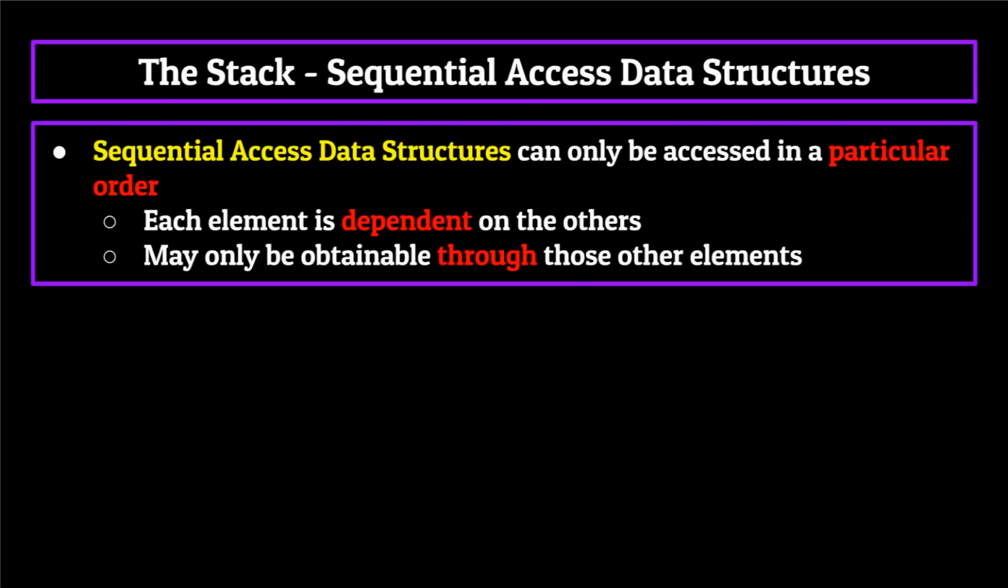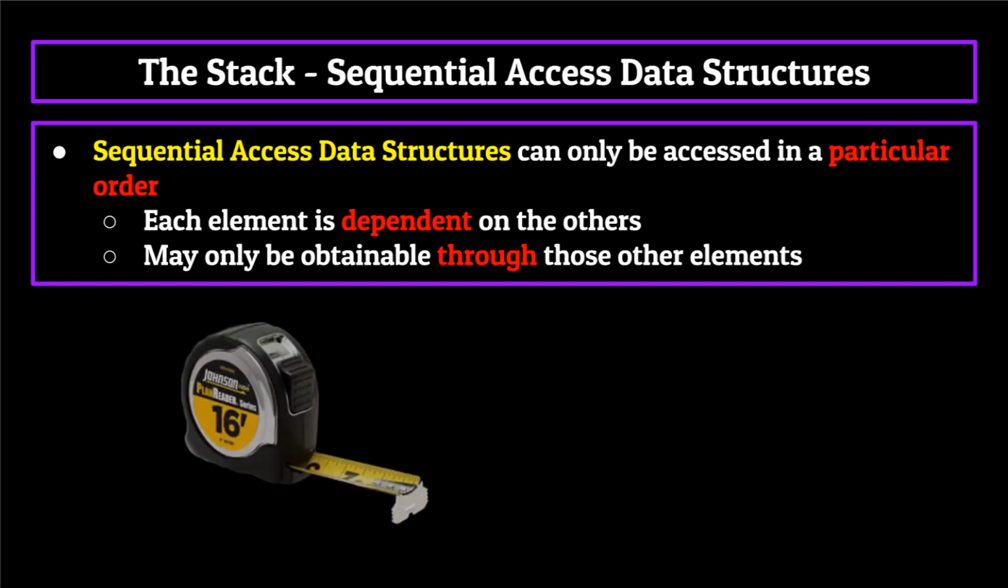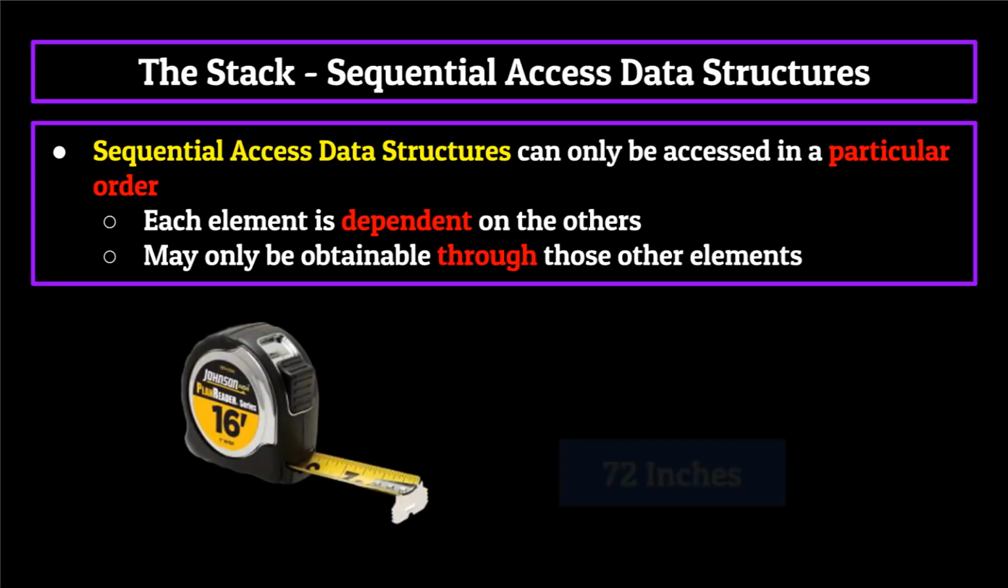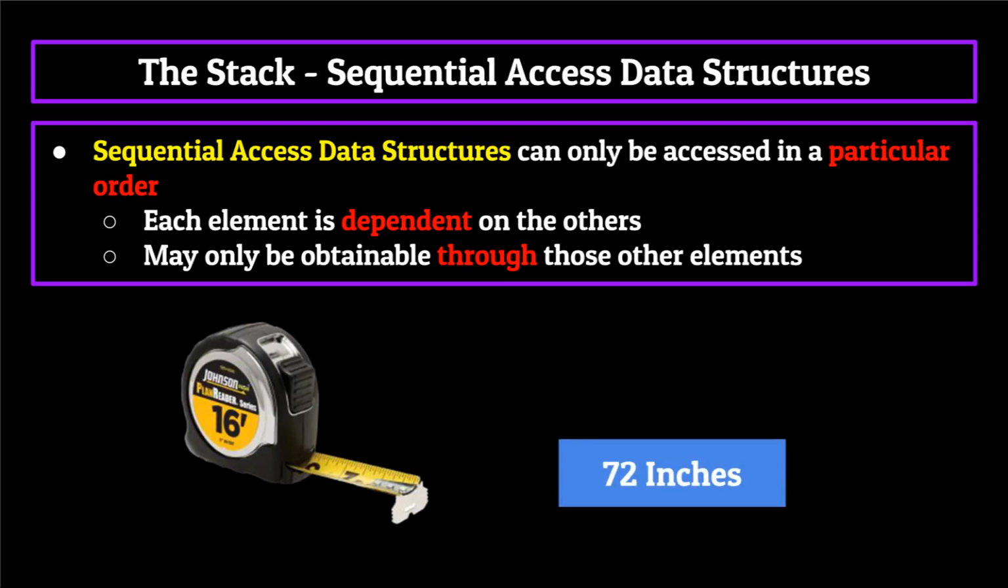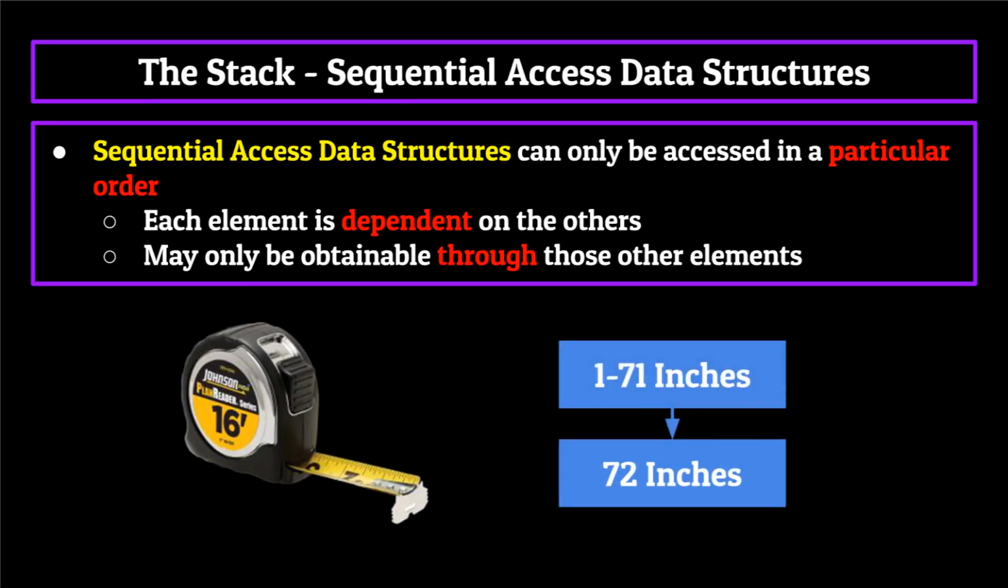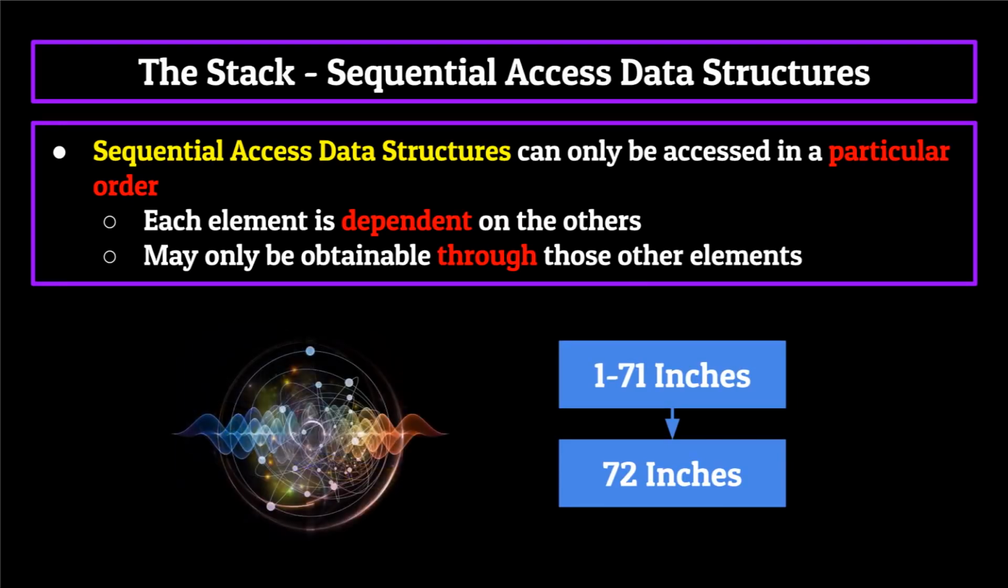In contrast, elements in a sequential access data structure can only be accessed in a particular order. Each element within the data structure is dependent on the others and may only be obtainable through those other elements. Most of the time, this means that accessing a certain element won't be instantaneous. A common non-computer science example of sequential access would be a tape measure. To get to the measurement of 72 inches, you would first have to go through inches 1 through 71. There's no way to just instantly get to 72 inches without first breaking every law of thermodynamics and probably the space-time continuum.